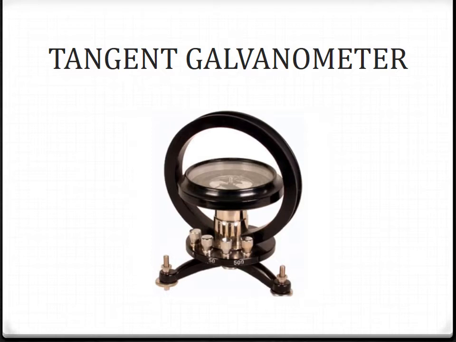Now, tangent galvanometer. It is a very important question. What is a tangent galvanometer? It is a device that is used to detect very small currents. It is a moving magnet type galvanometer, and it works based on the tangent law.